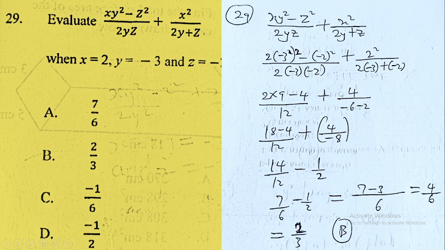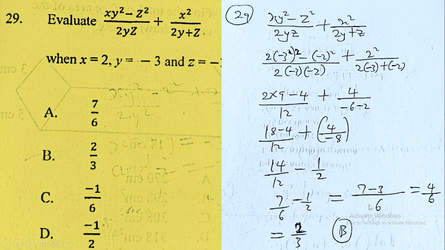6 times 2, 12, plus you have 2 squared, we have 4 over 2 times minus 3 will give us minus 6, plus times 1 will give us minus 2. So from there, minus 6 minus 2 will give us minus 8. Then from there, we have 2 times 9 will give us 18 minus 4, that will give us 14 over 12. Then 4 in 8 will give us 1 over 2. Minus times plus will give us minus here. Then 7 over 6 minus half.